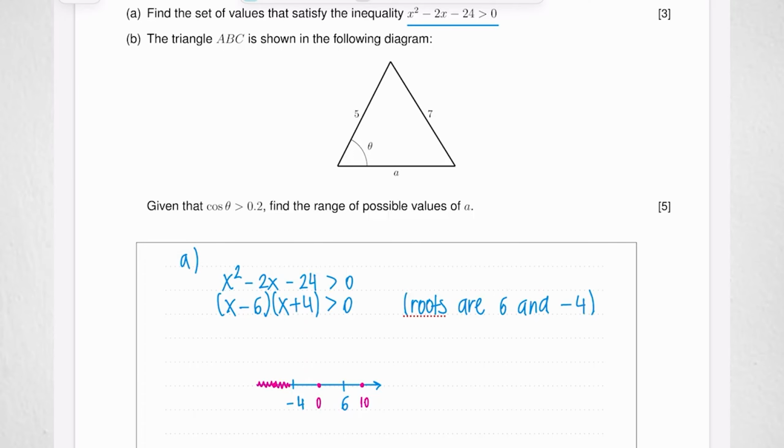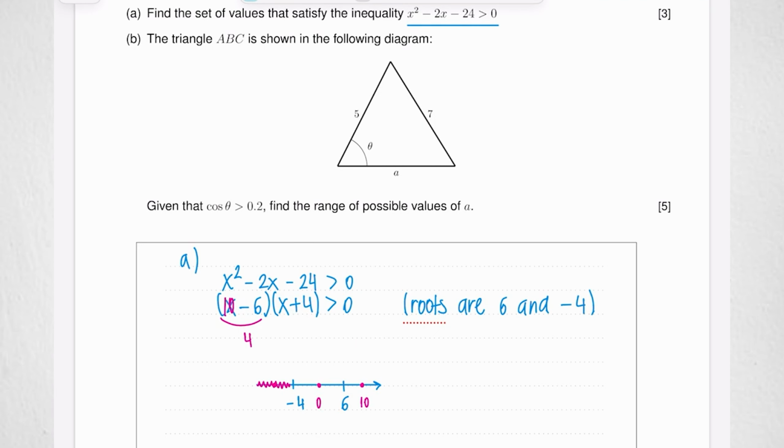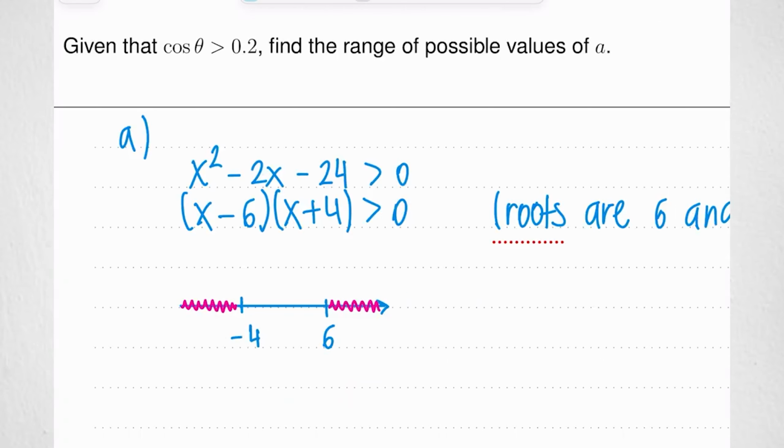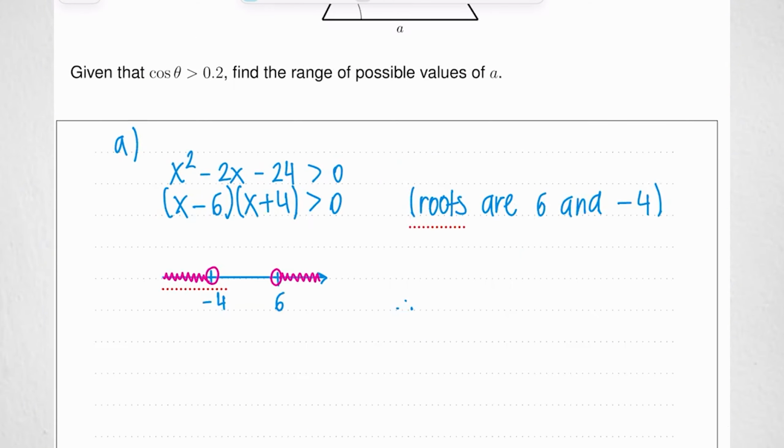If we test it with 0, over here we get negative 24, which is not what we want. So we're not going to mark that region. And now testing with 10, we have 10 minus 6, and 10 plus 4, which is a positive number, 4 times 14. So over here, we're fine as well. Now, should we include negative 4 and positive 6? We should not, because this is not a greater than or equal to sign. This is just a greater than. So therefore, the answers are either x is less than negative 4 or it is greater than 6.